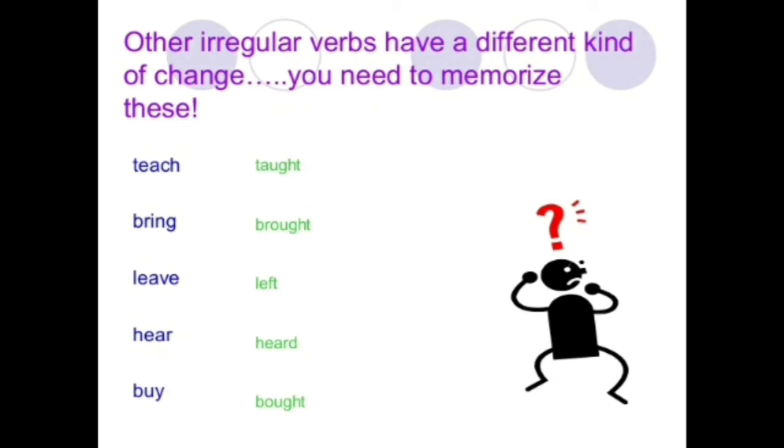Other irregular verbs have a different kind of change. You need to memorize them. Teach, taught. Bring, brought. Leave, left. Hear, heard. Buy, bought. These you have to memorize.